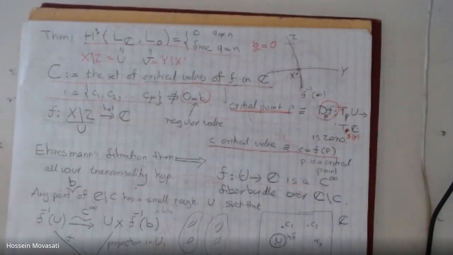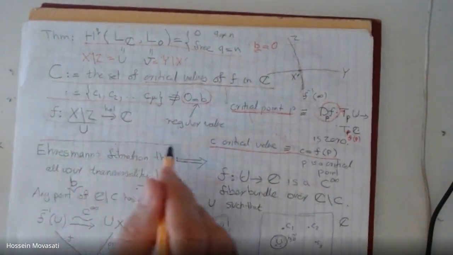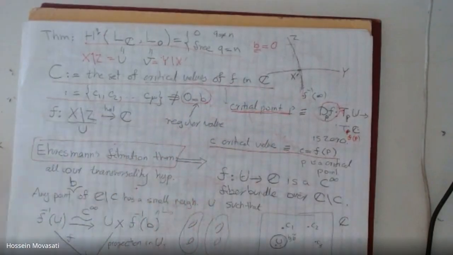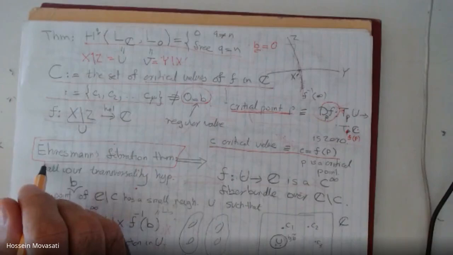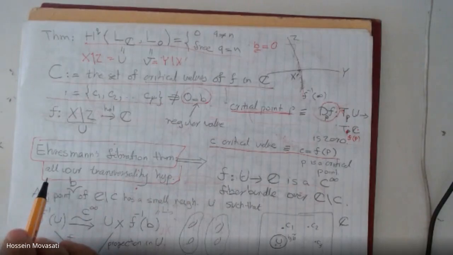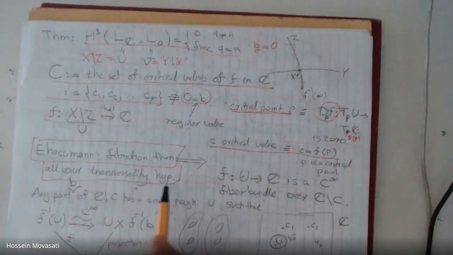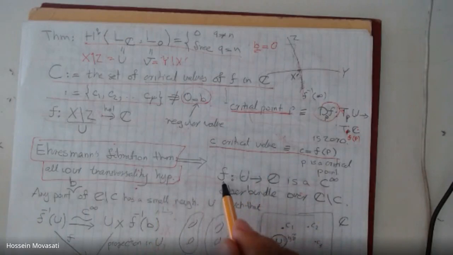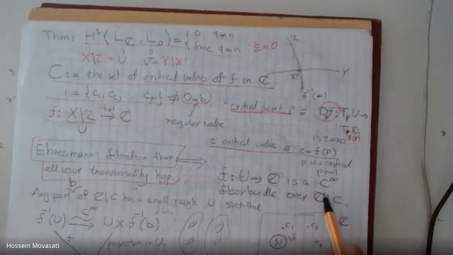So something I will discuss in the next lecture is Ehresmann's fibration theorem. Today I will just mention its consequence. This Ehresmann's fibration theorem, whatever it is, together with all our transversality hypotheses, will imply that f, as a function from U to C, is a C infinity fibration over C, the complex numbers, minus the critical values.